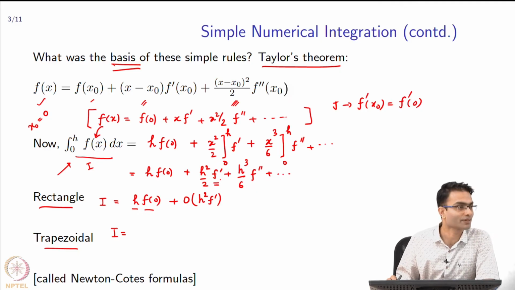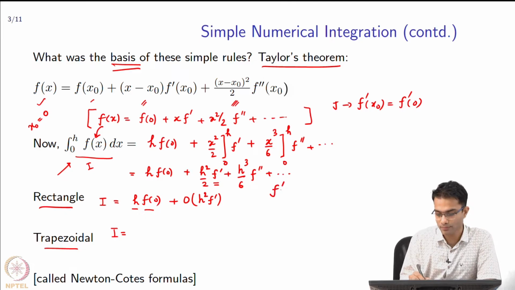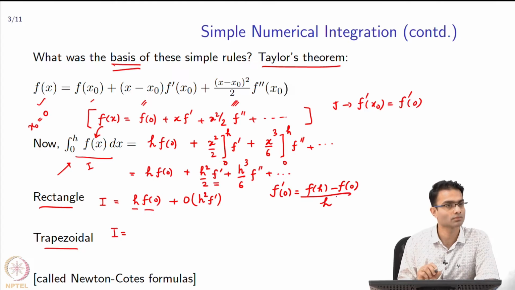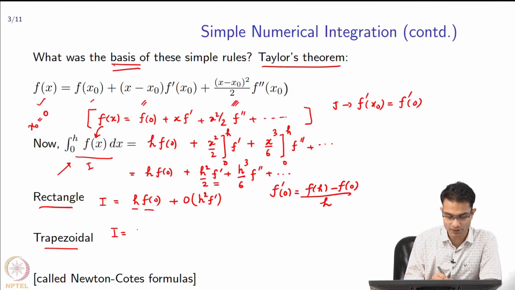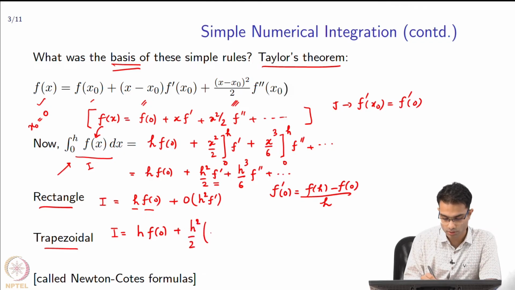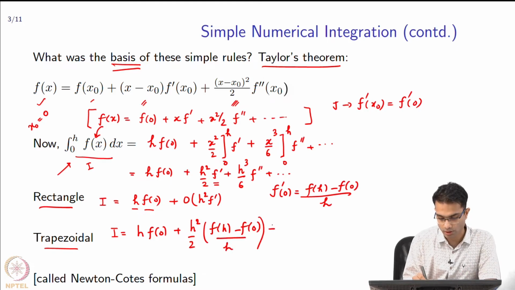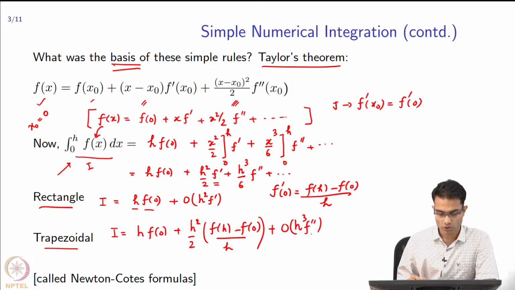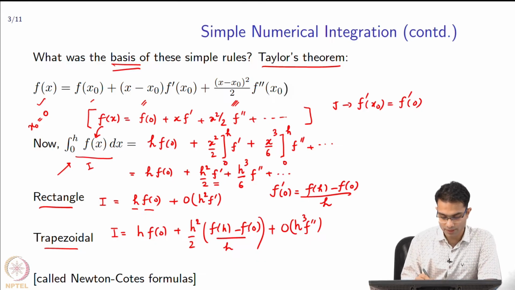Right, finite difference, right? So I can say that f prime at 0, I can write it as roughly what? f of h minus f of 0 divided by h. Okay. So, if I keep the first two terms, I will get f naught plus h square by 2 f of h minus f of 0 by h, and the error is going to be order of h cube f double prime. Okay.